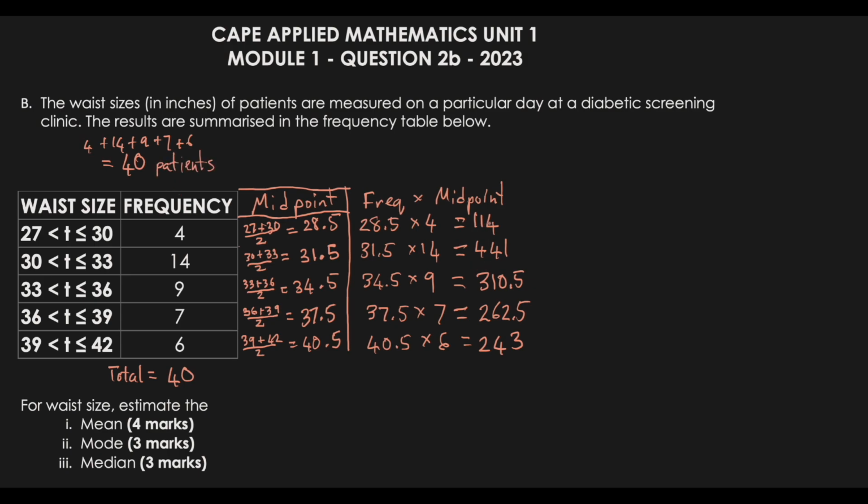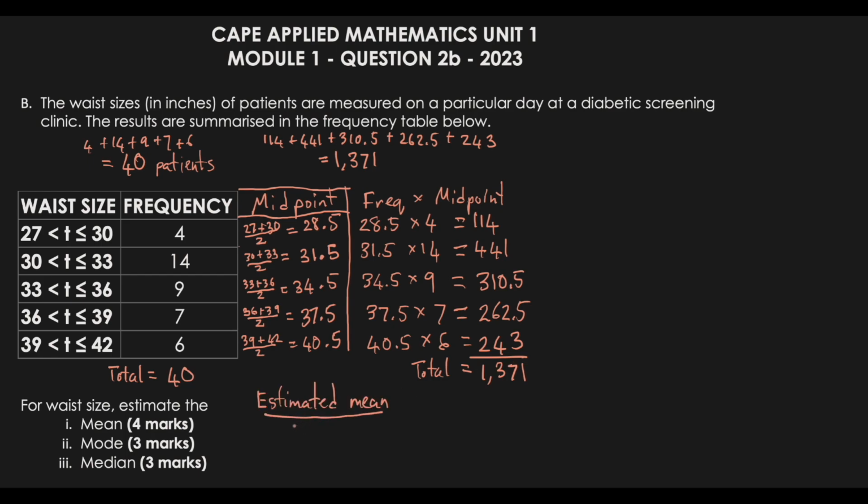Now it's time to add this up, the total of the waist sizes. So we're saying 114 plus 441 plus 310.5 plus 262.5 plus 243. This is going to give us 1,371. So now to find the estimated mean, we take the total, 1371, divided by 40, which would be equal to 34.275, which is approximately 34.28.